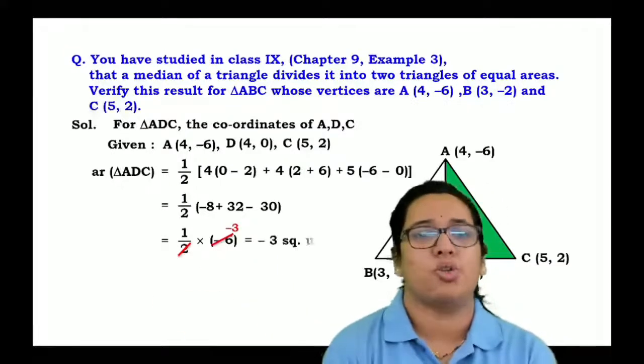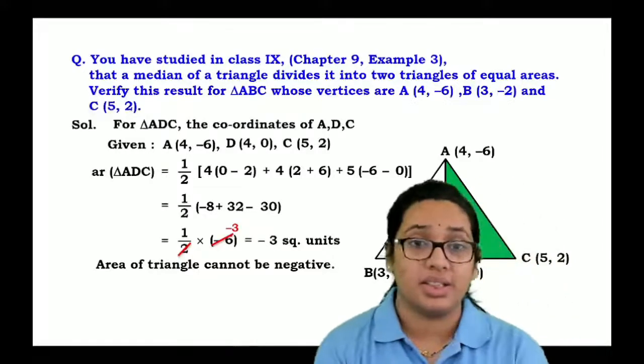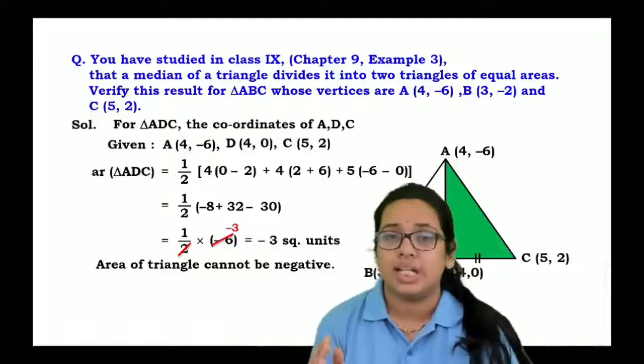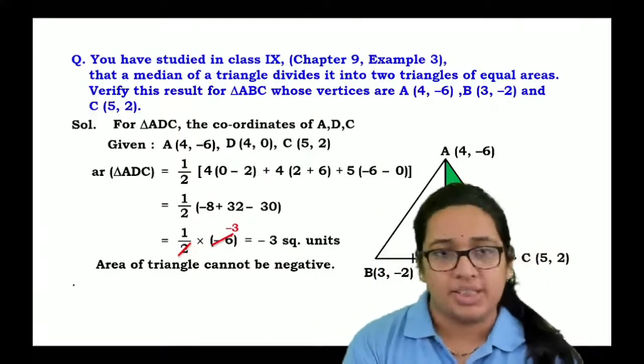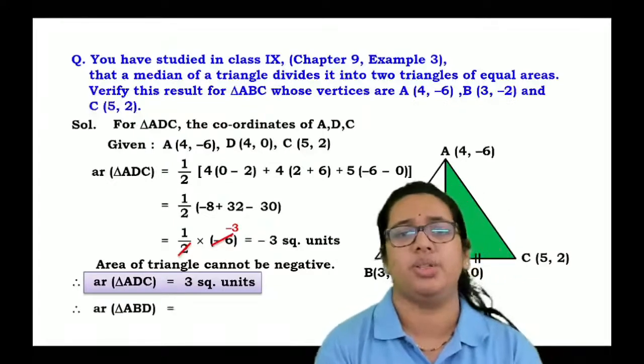Hence, 2 ones are 2, 2 threes are 6. Again you will get the area which will be minus 3 square units. But we know that the area of a triangle cannot be negative. Hence the area of the triangle ABC will be 3 square units.